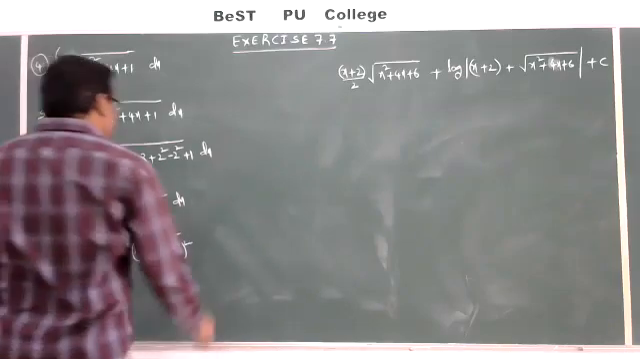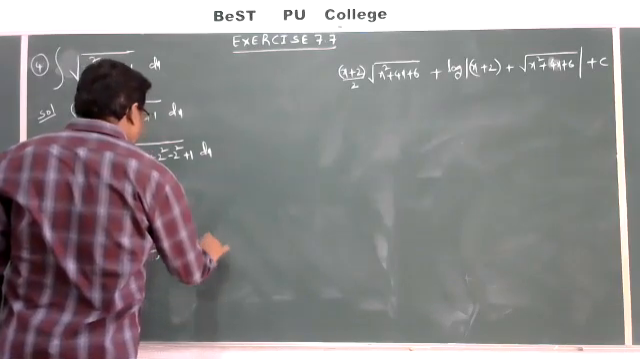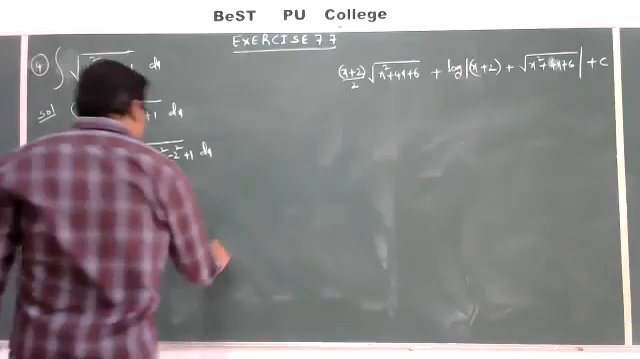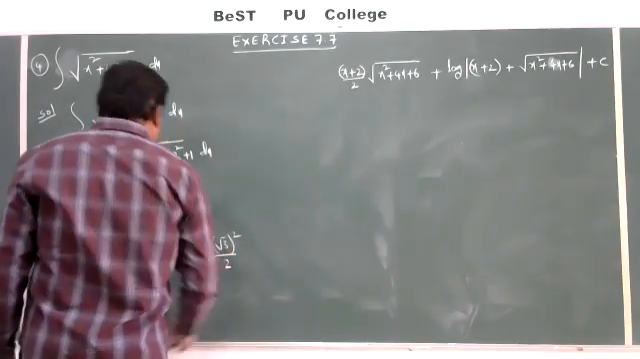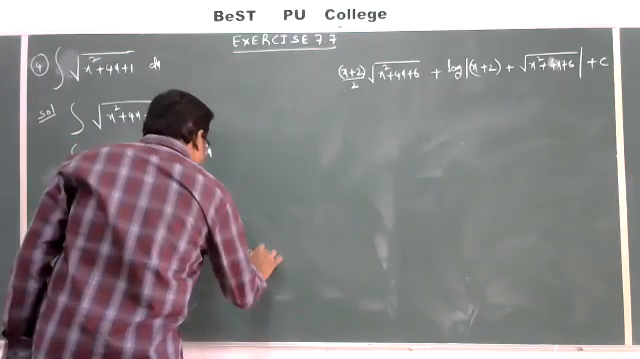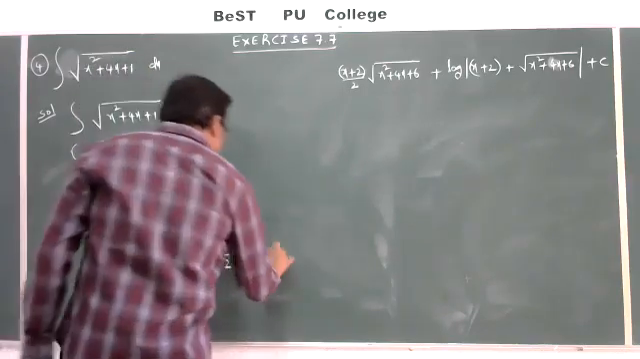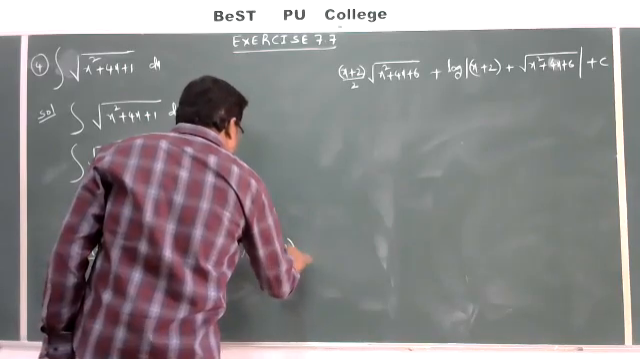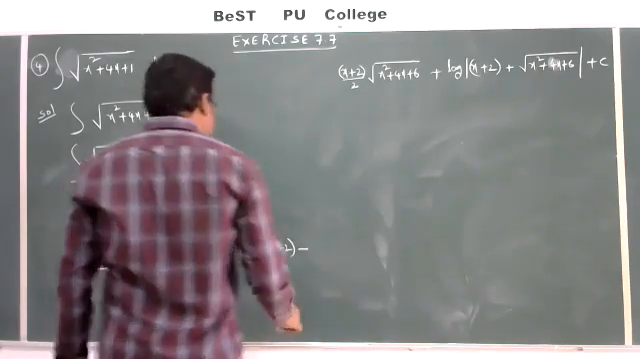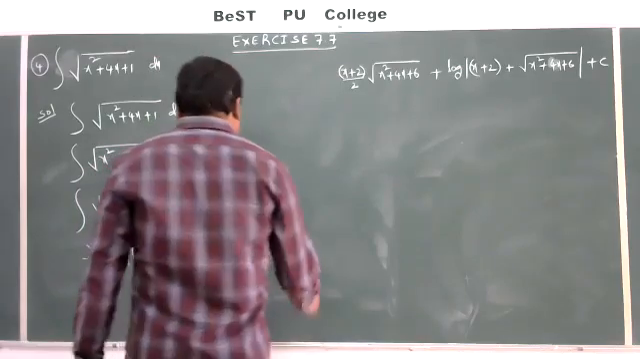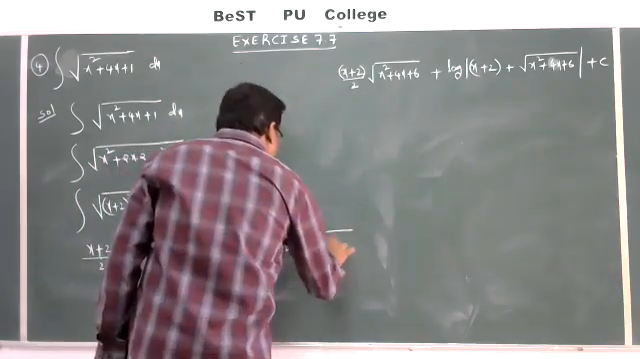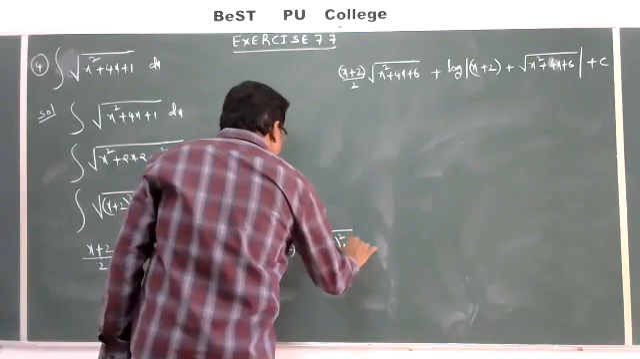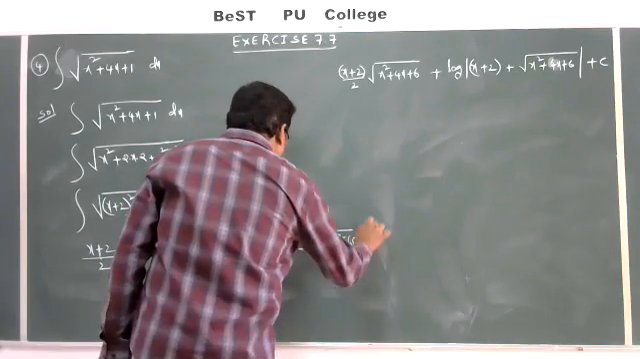So minus a square by 2, that is root 3 whole square by 2 into log mod x plus 2 minus root of x square minus a square, that is x plus 2 whole square minus root 3 whole square plus c.